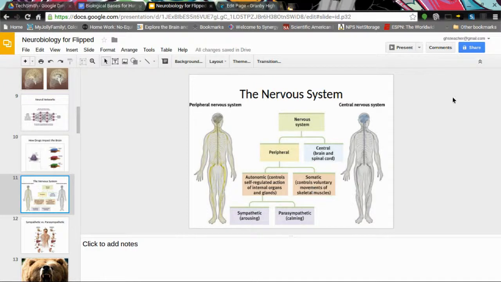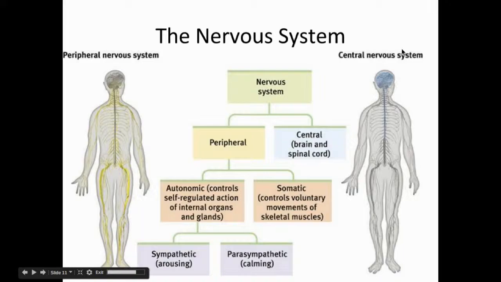All right, welcome to day 3 of the biological unit. Today we're going to focus on the nervous and endocrine system. These are going to be the main ways that the brain is going to communicate with the rest of the body. And we start off first with the nervous system.